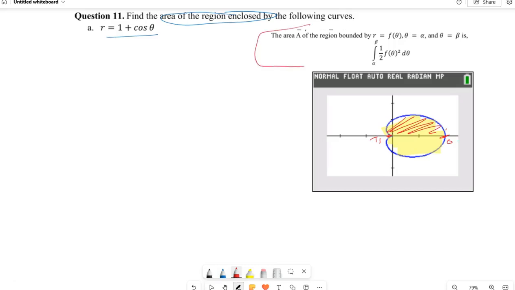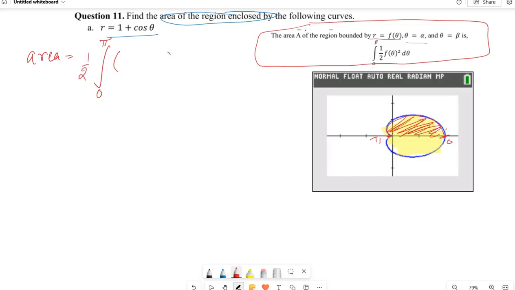Now we know from our formula the area of a region bounded by a given curve, which is f of theta, 1 plus cosine theta in our case, from theta alpha to theta beta, and we are going to do from 0 to pi, then the formula is: alpha to beta integral half f of theta square d theta. So that means in our case, area is going to be 0 to pi. 0 to pi is going to give me the area of this top portion, half f of theta square. F of theta is 1 plus cosine theta square with respect to theta.